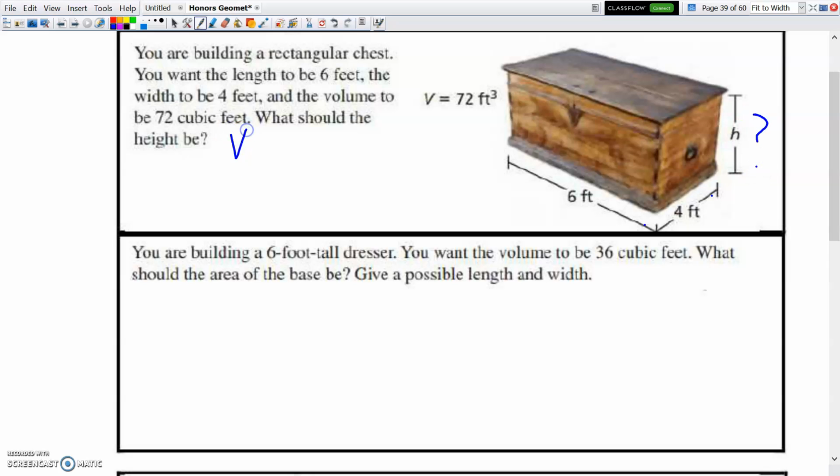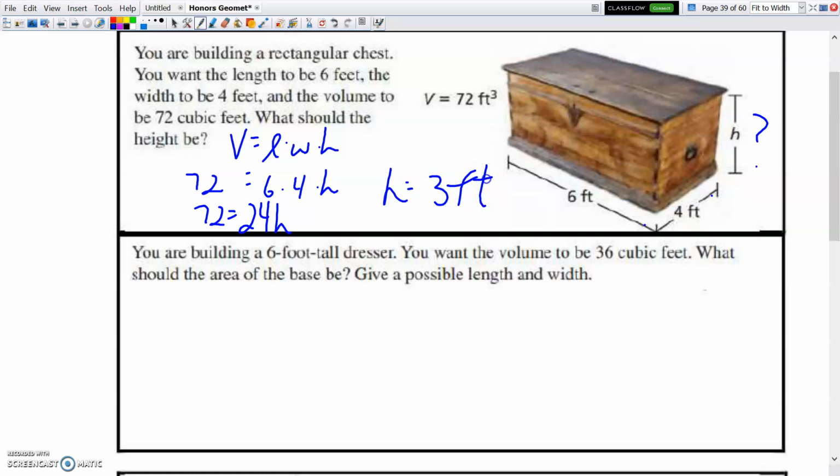Because it's a prism, I can do the area of the base, or I can just do length times width times height. So that's going to give me 6 times 4 times h has to equal 72. So 72 is equal to 24h. And if I go ahead and divide that, I'm going to get that h is equal to 3. Okay, so the height is 3 feet. That one wasn't bad at all.